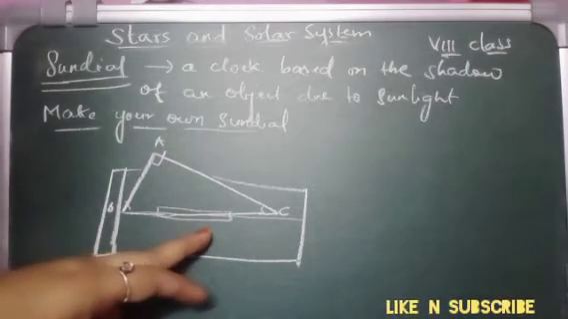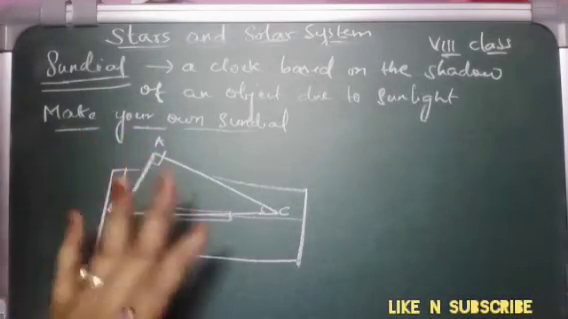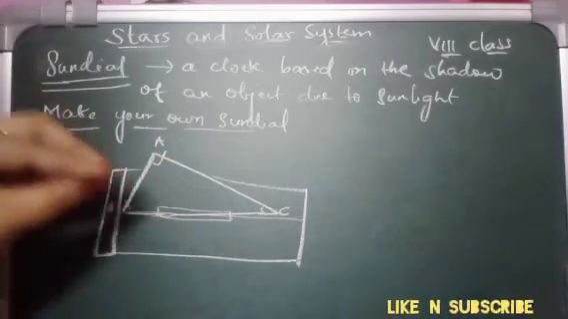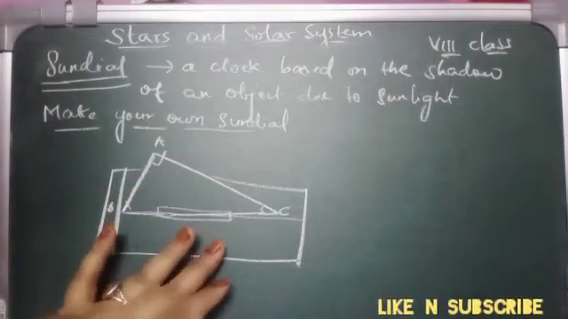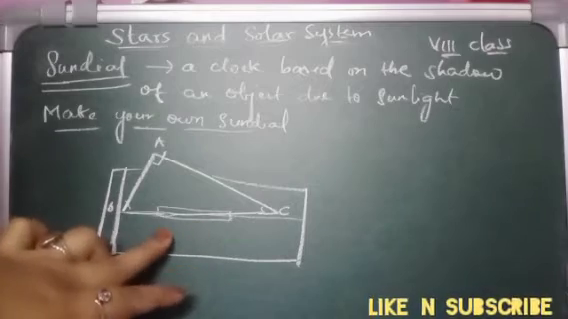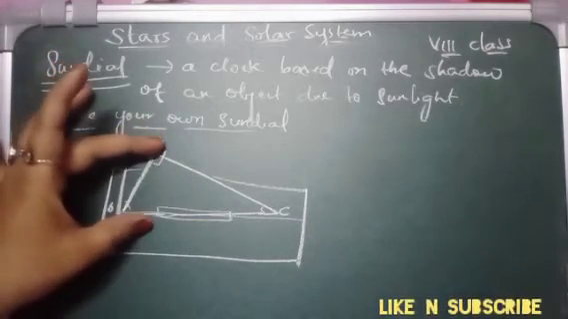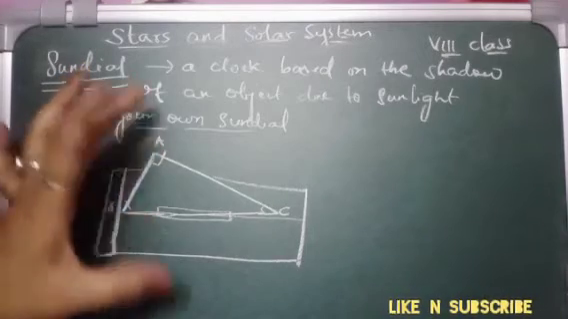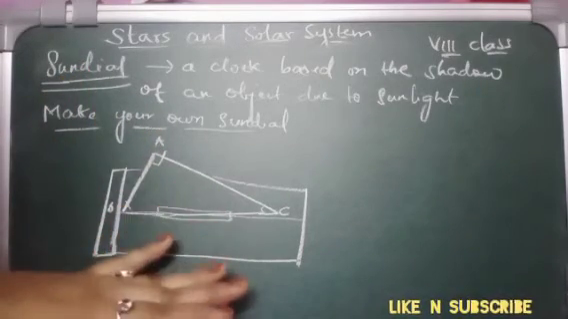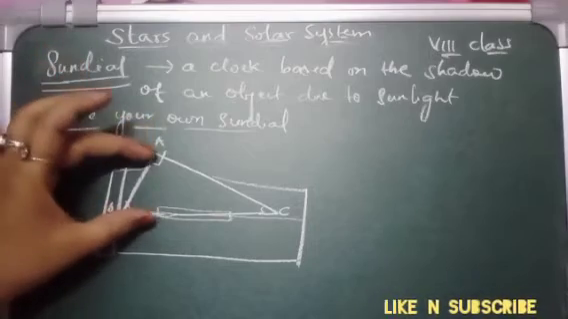Now we can take glue or stick strips of paper along the edges of the BC and the wooden board to make the triangle erect. It should stand erect on the wooden board. It should not fall horizontal. It should be vertical, erect on the sheet.